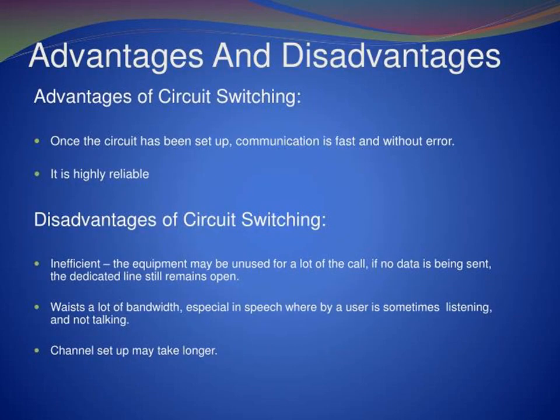Advantages of circuit switching. Once the circuit has been set up, the communication is very fast and error free. It is highly reliable. That is, other than the sender and receiver, no one can see the message. Disadvantages of circuit switching. It is inefficient. The equipment may be unused for a lot of calls. If no data is being sent, the dedicated line still remains open. It wastes a lot of bandwidth, especially while speaking, since the user is sometimes listening and not talking. Channel setup may also take longer.